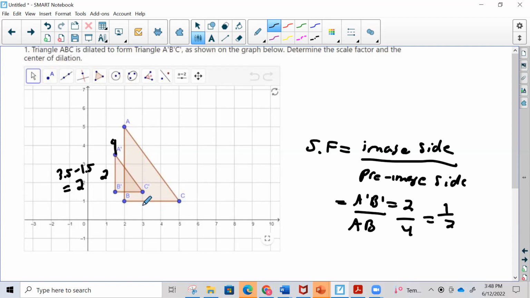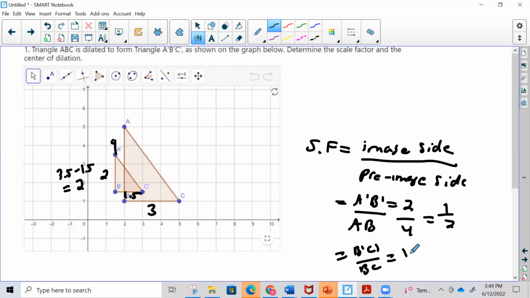Okay, and you could also do this side. So BC is 3. This side goes from 1.5 to 3, so this is 1.5. If you did that side, it would be B prime, C prime first over BC, and that's 1.5 over 3. And if you divide that, you would get 0.5, which you should then change to a fraction, which is 1/2.